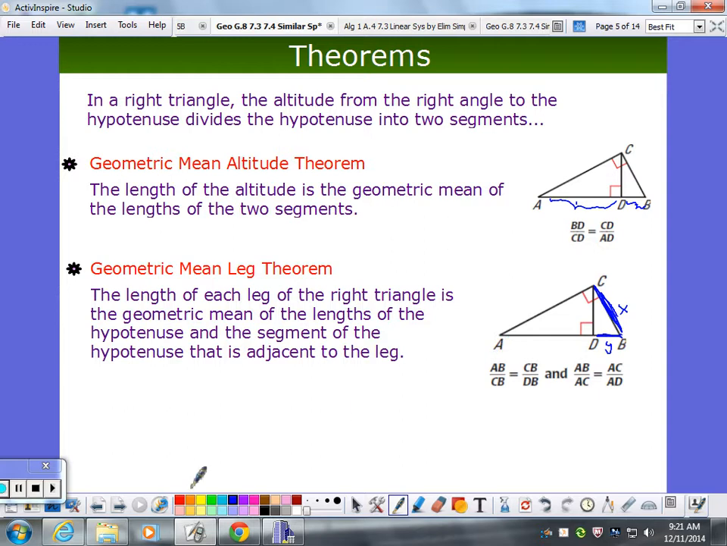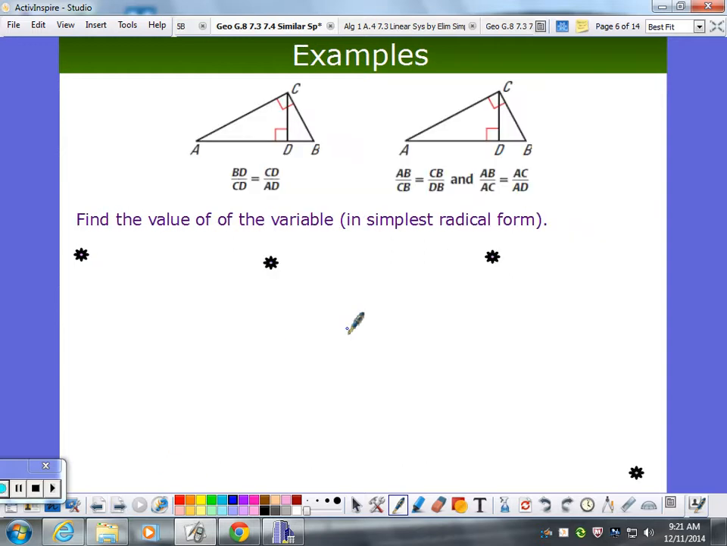Let's do an example, and hopefully there's an adult coming up here. All right, find the values of the variables. I think this is the bottom of page 1. All right, so let's see what we're talking about. It's harder to say than to do.